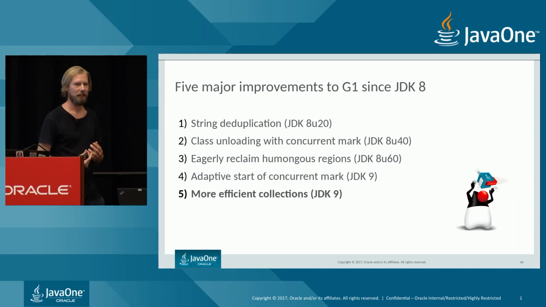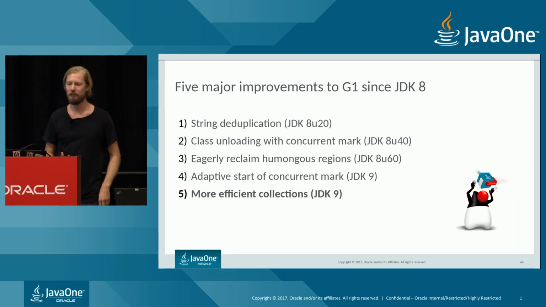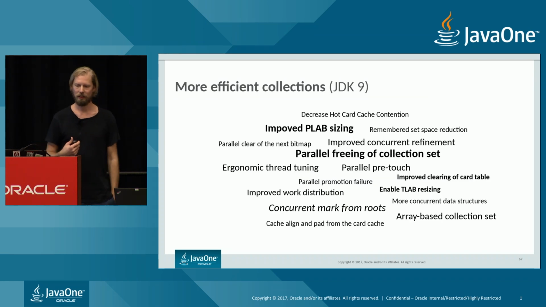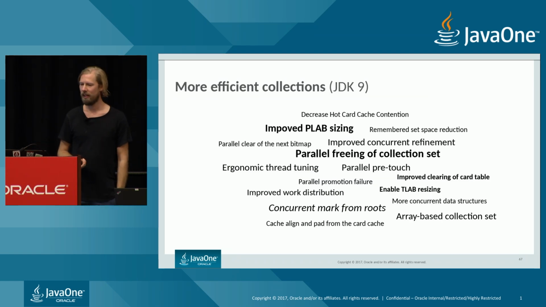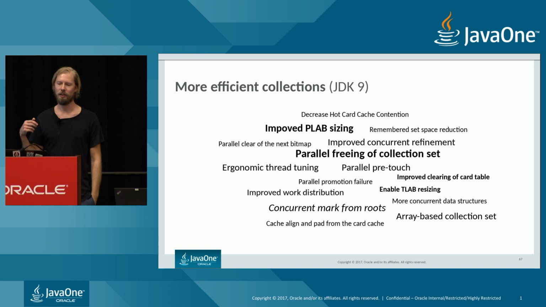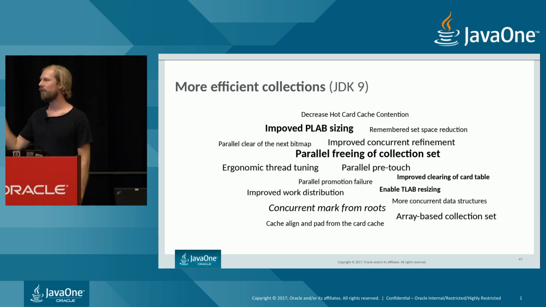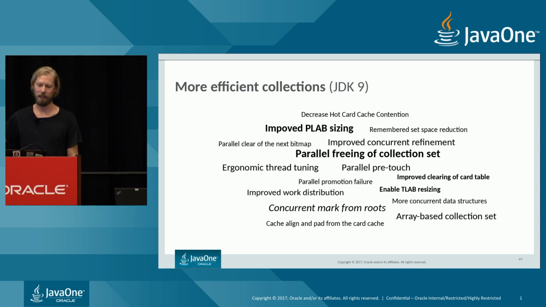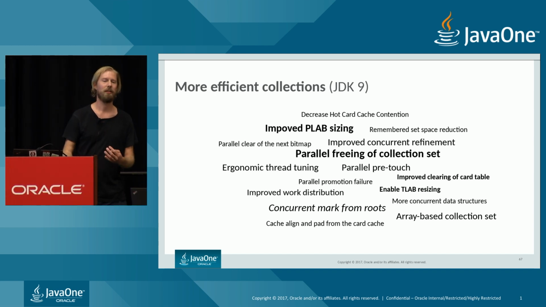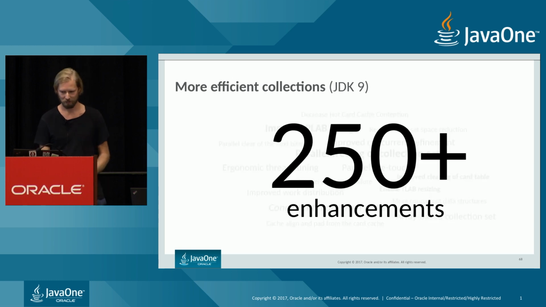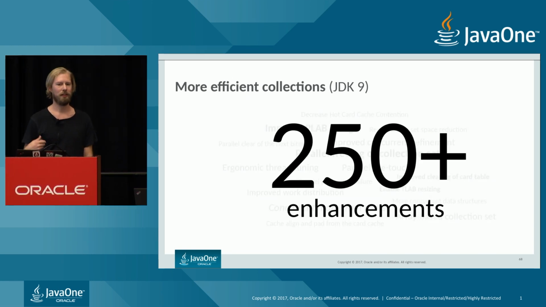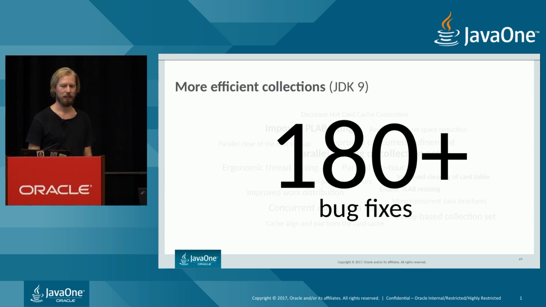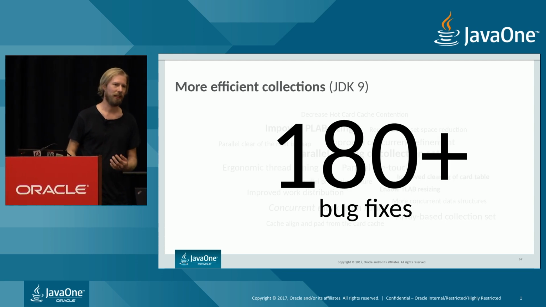So let's look a bit at the new, more efficient collections that we have introduced in JDK 9. We did a lot of work going into JDK 9. In fact, we had more than 250 enhancements going in for G1. There are things all over the place. There are more parallel phases. There's improved PLAB sizing, parallel freeing. We have TLAB resizing, concurrent mark from roots, and a bunch more updates to the internal data structures for the garbage collector. We have more than 180 bug fixes going into the G1 GC in JDK 9.